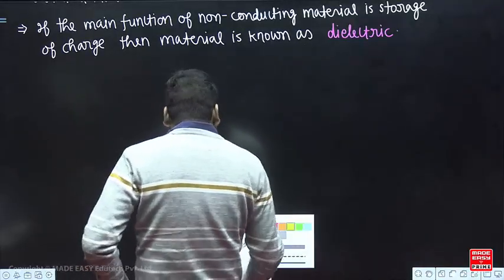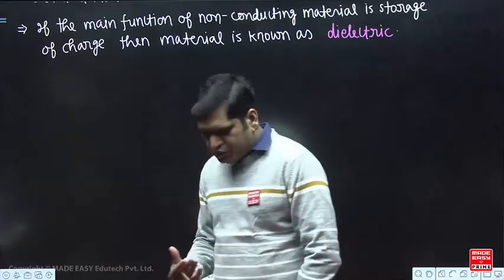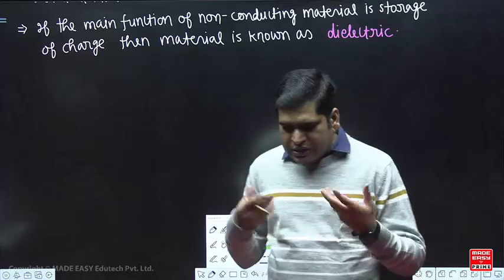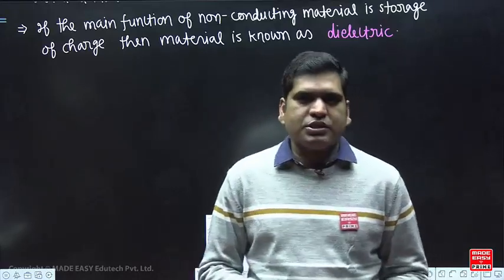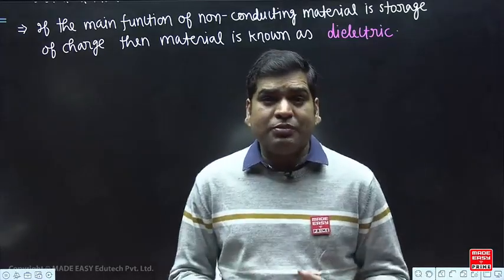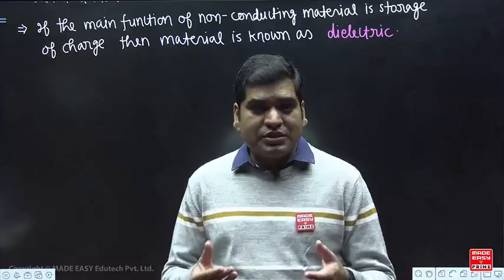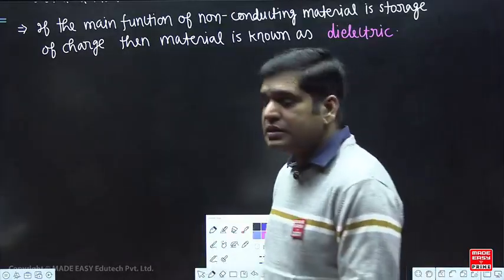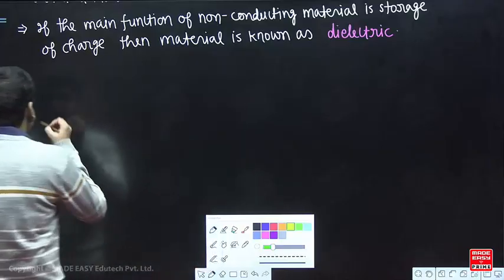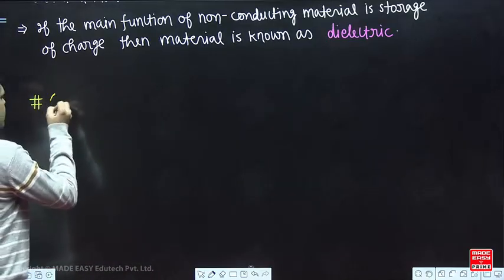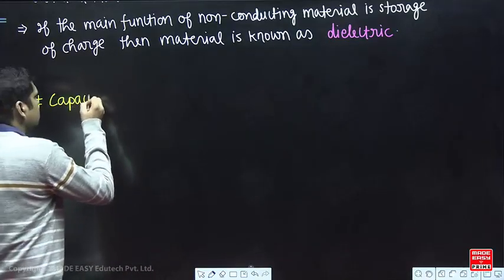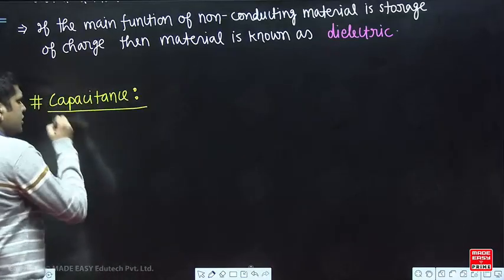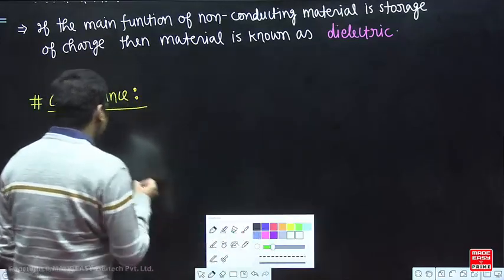So we want to explore this material which is used to make a capacitor. Basically it is filled between the plates of the capacitor to enhance its ability to store charge. So let us see what is the ability to store charge, meaning what is capacitance, and how this material is going to enhance that capability. So put a heading: Capacitance.